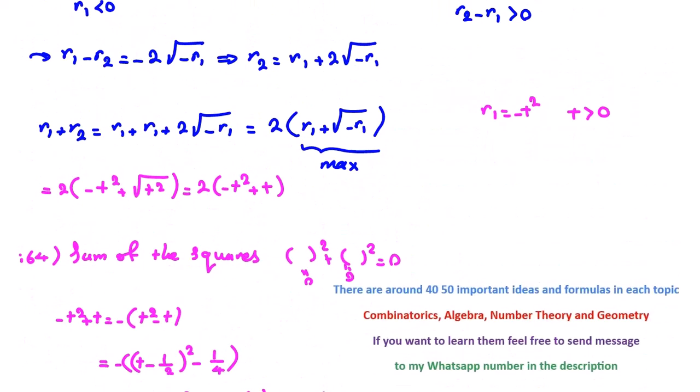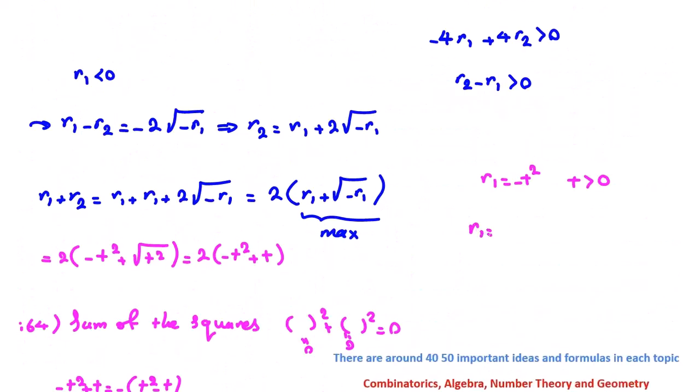Okay, now that we found R1 is negative 1 over 4, now we can find R2. Why? Because R2 is R1, which is negative 1 over 4, plus 2 times the square root of negative of this, 1 over 4. So it will be what? Negative 1 over 4 plus 2 over 2, which is 1, which is 3 over 4.